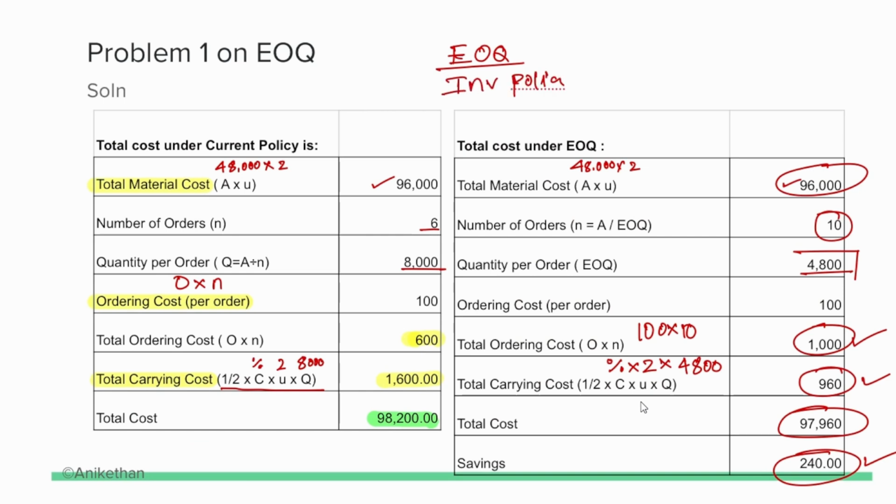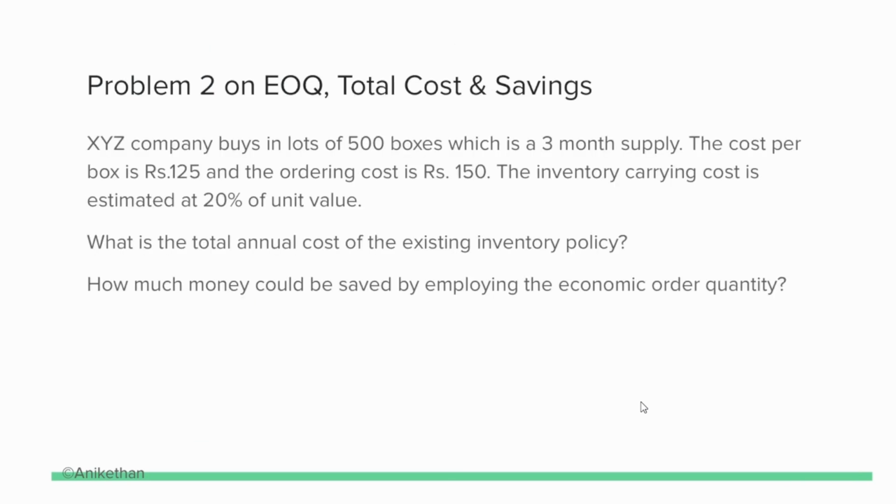This is how an EOQ question will be. So you have to solve some simple and complex EOQ problems to understand it better. We will also see another problem on EOQ. So you are now well versed.